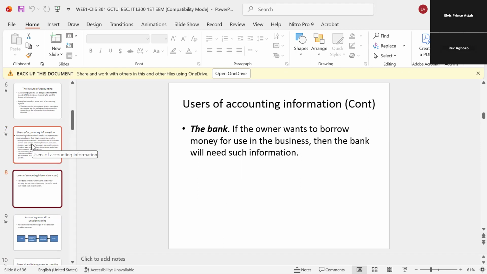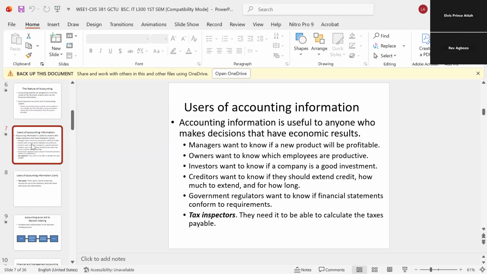financial information. The bank would like to know how your business is doing in order to agree to give you a loan facility or to give you a guarantee or anything. They also have some specific thing they want to know.